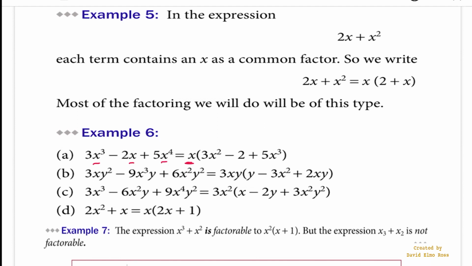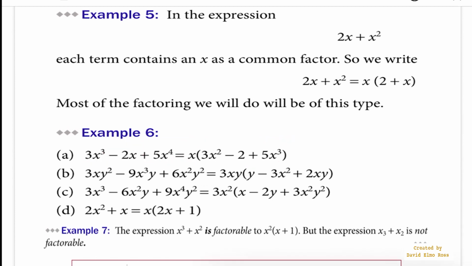And we want to make sure it's the highest power of x as well. So x cubed, x to the fourth. So this is the one that we're going to factor here as x. So x times 3x squared will give us our 3x cubed. X times minus 2 will give us our minus 2x. And then we can say that x times 5x cubed is going to give us our 5x to the fourth. That means that this is our factor of the original expression.